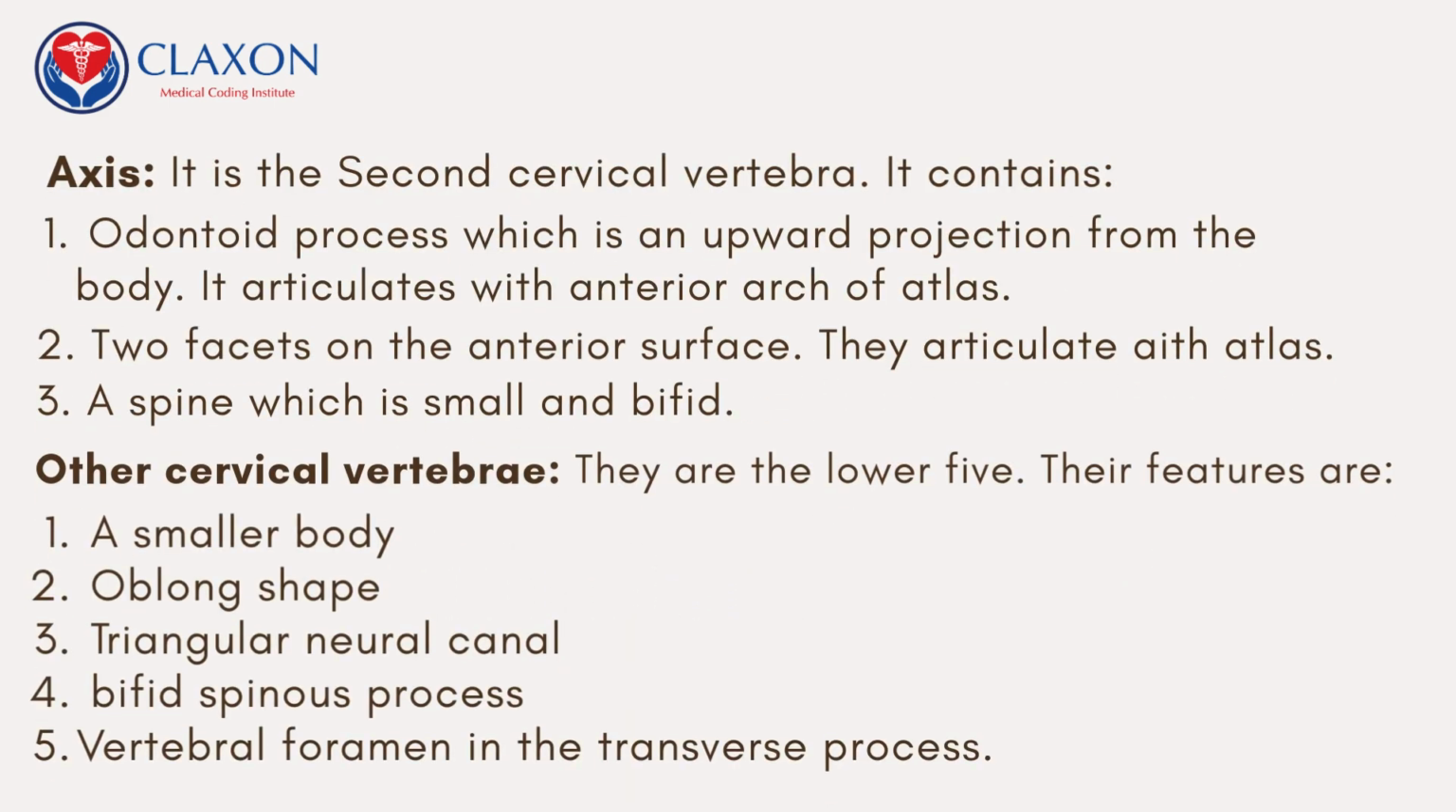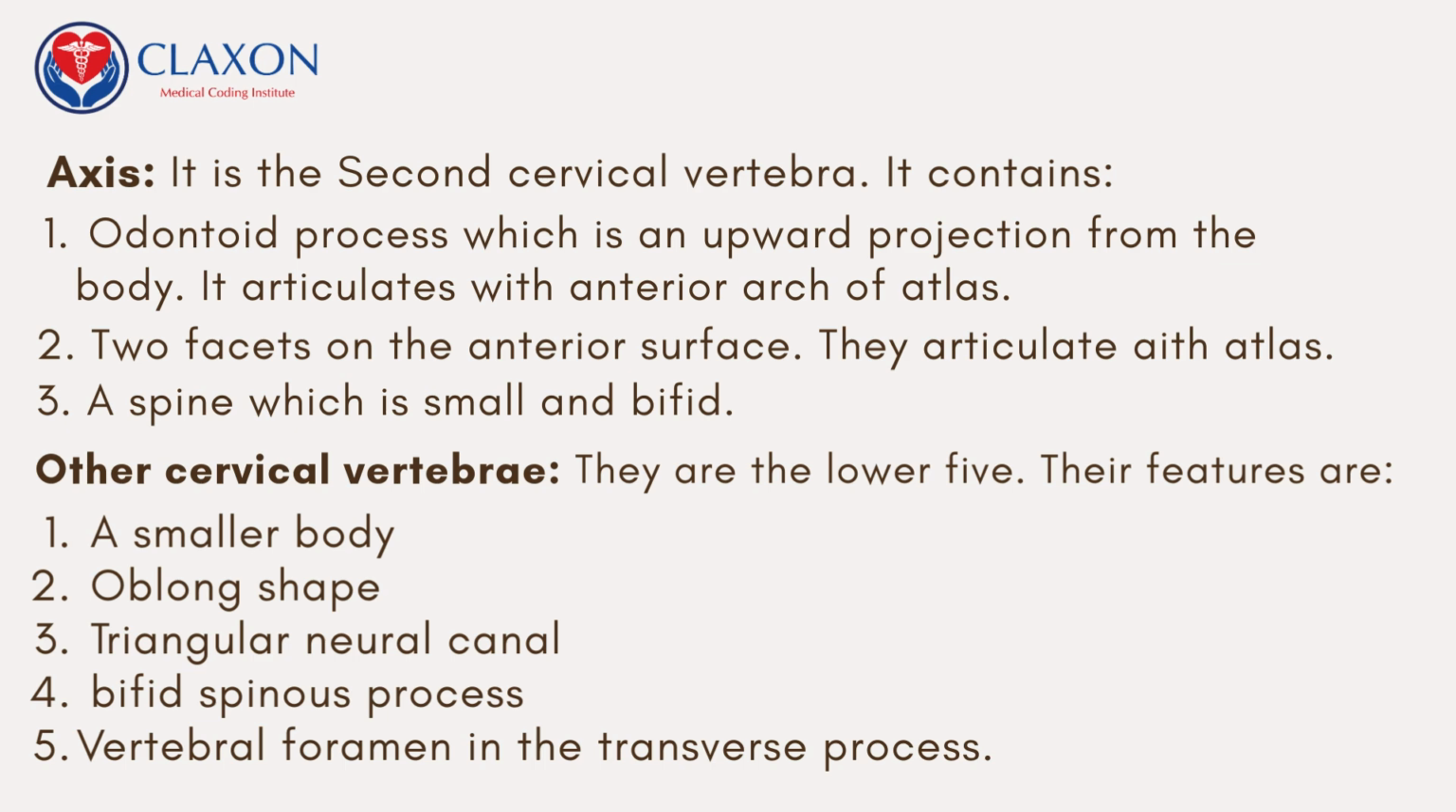Axis, it is the second cervical vertebra. It contains 1. Odontoid process which is an upward projection from the body. It articulates with anterior arch of atlas. 2. Two facets on the anterior surface. They articulate with atlas. 3. A spine which is small and bifid.